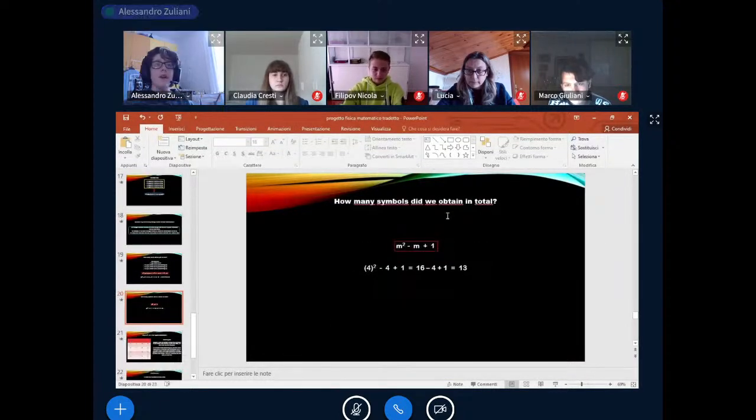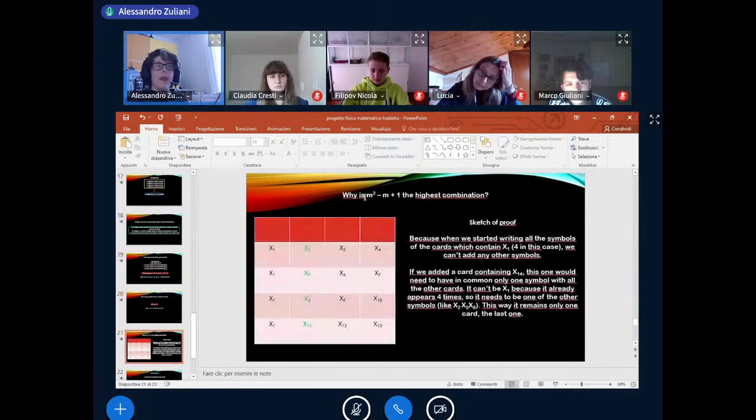And how many symbols did we obtain in total? We obtain 13 symbols from x1 to x14, and we get the same formula, so m squared minus m plus 1, 16 minus 4 plus 1, 13 symbols. And why is this formula the highest combination?